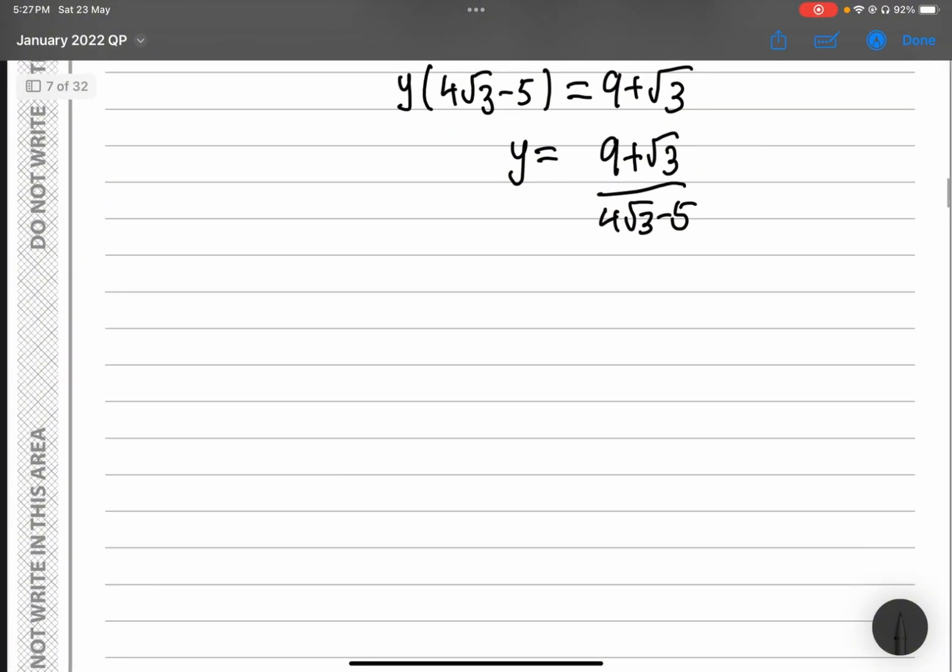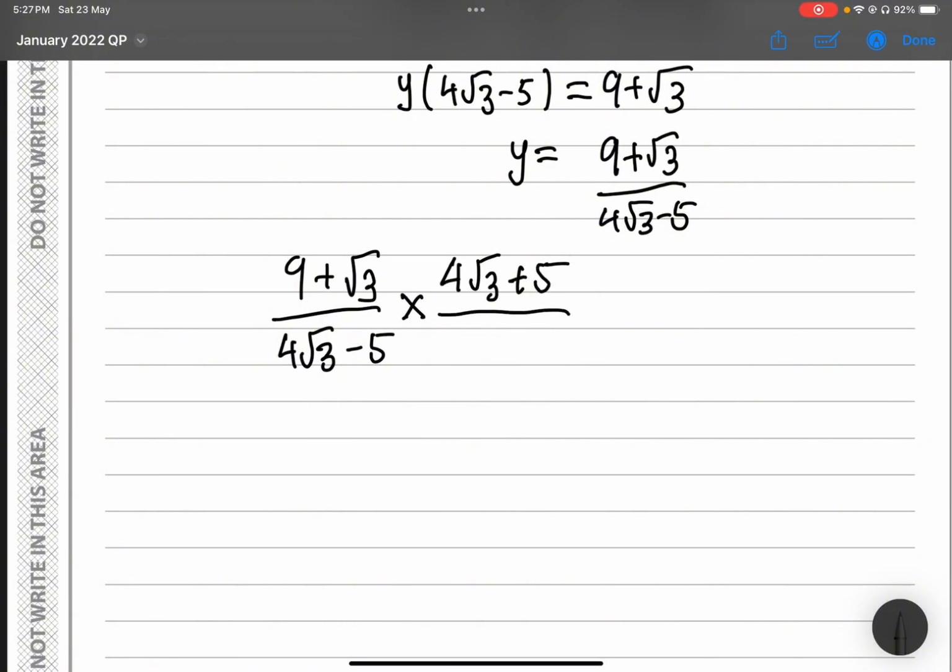So we're not done yet. We now have to rationalize the denominator. So we have 9 plus root 3 over 4 root 3 minus 5. Rationalizing the denominator means we need to multiply the numerator and the denominator by the conjugate of the denominator. The conjugate of 4 root 3 minus 5 is 4 root 3 plus 5. It's the same number, but the sign is swapped from a negative to a positive.